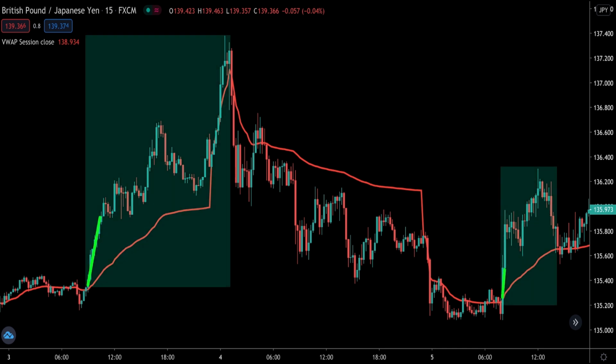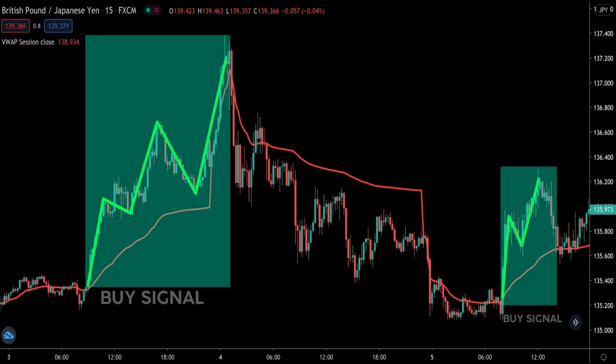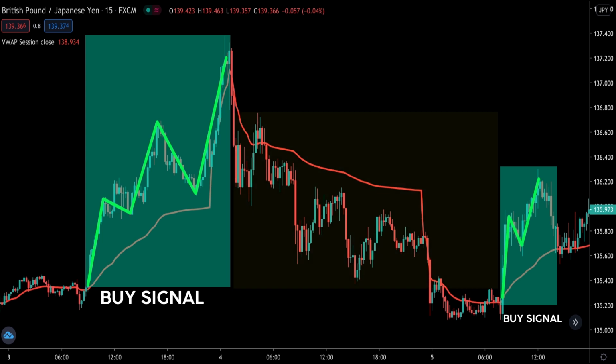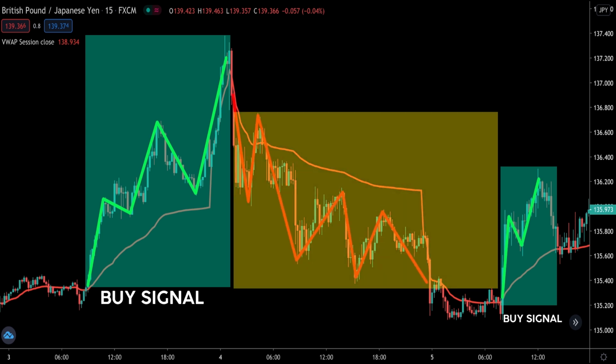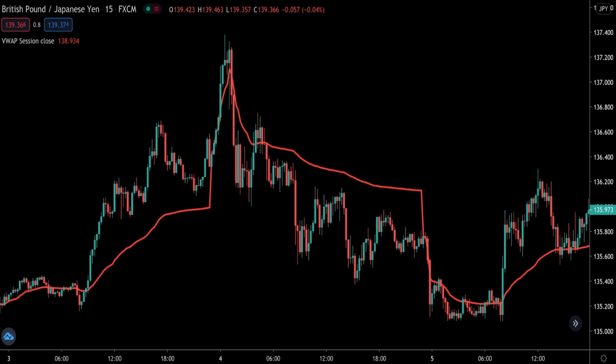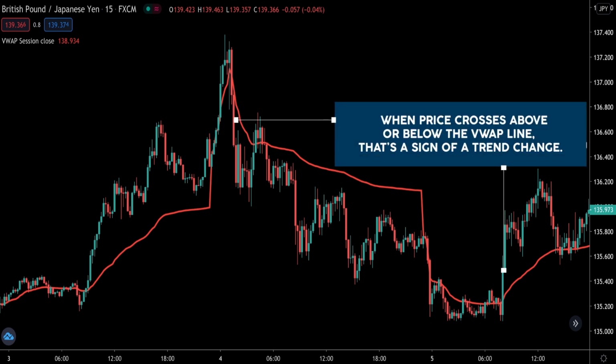When you see price exceeding a rising VWAP, that's a buy signal. Conversely, when you see price trading below a falling VWAP, that's a selling signal. Remember, these signals take into account both price and volume, so these are reliable signals. The VWAP can also be used to detect trend change. This is relatively simple. If price stays above the VWAP, it signals that the market is in an uptrend.